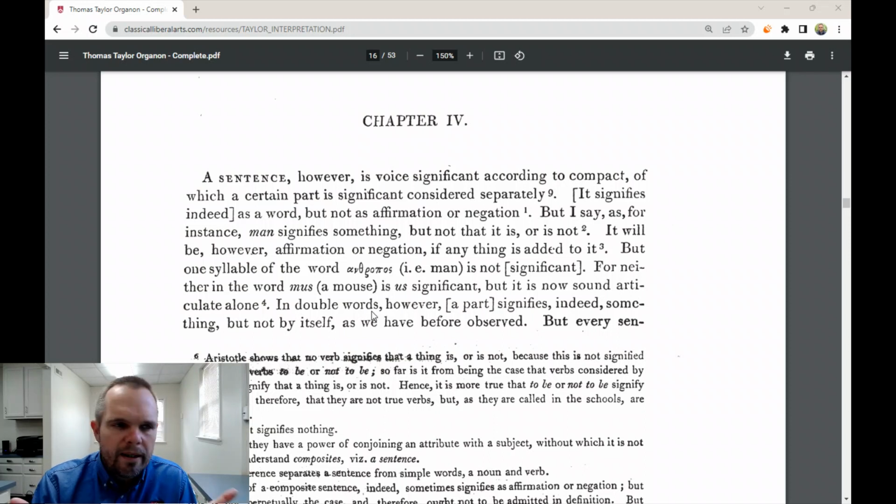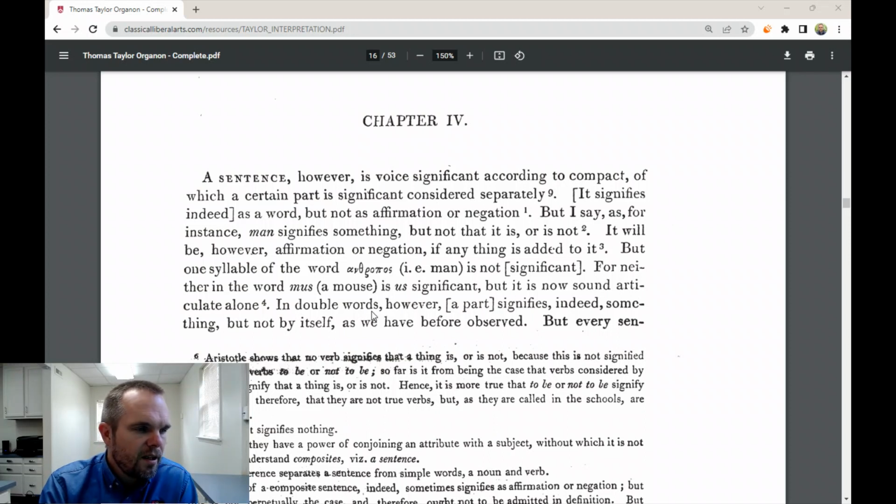Well, who cares? Who cares if a part of a word has no meaning by itself? Well, why is that important? Because this is what distinguishes a word from speech. A sentence or speech does have significant parts. It's composed of significant parts. A word is not composed of significant parts. All right, so that is important for us now because we see that a sentence, being compound speech, is composed of simple parts or elements which have no significance in their parts. Okay? So that's the point here. A sentence is voice significant according to compact, of which a certain part is significant, considered separately.